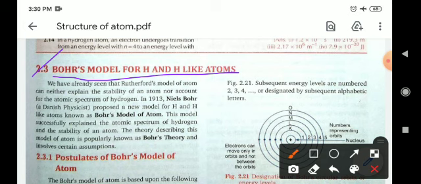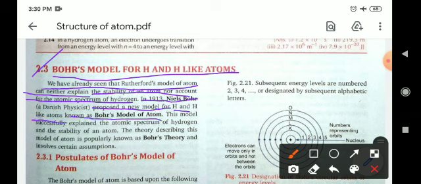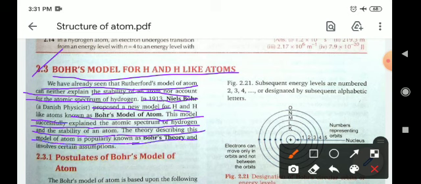We have already seen that Rutherford's model of the atom can neither explain the stability of the atom nor account for the atomic spectrum of hydrogen. So in 1913 Niels Bohr proposed a new model for hydrogen and hydrogen-like atoms, known as Bohr's model of atoms, and this model successfully explained the atomic spectrum of hydrogen and the stability of the atom. This theory describing the model of the atom is popularly known as Bohr's atomic theory.